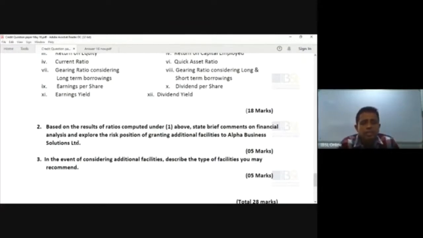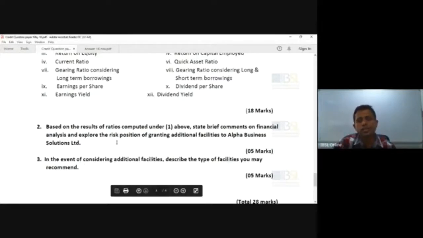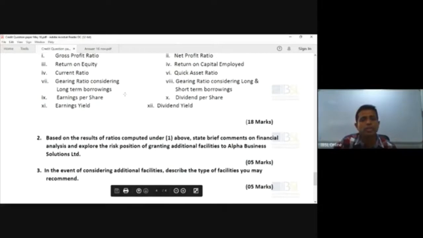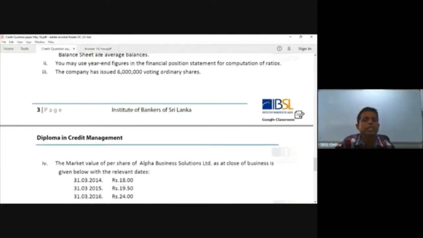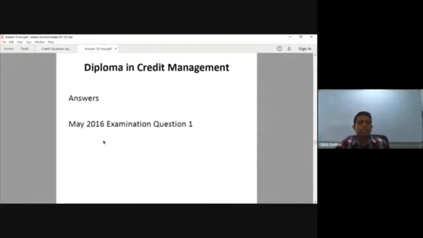Based on the results of the computation and above, state a brief comment on the financial analysis and explore the risk position of granting additional facilities to Alpha Business Solutions. 5 marks allocated. Then number 3, in the event of considering additional facilities, describe the type of facilities you may recommend. Right, we'll directly go to the answers. Whenever we want, we refer to the examination questions. First, we'll calculate the ratios.